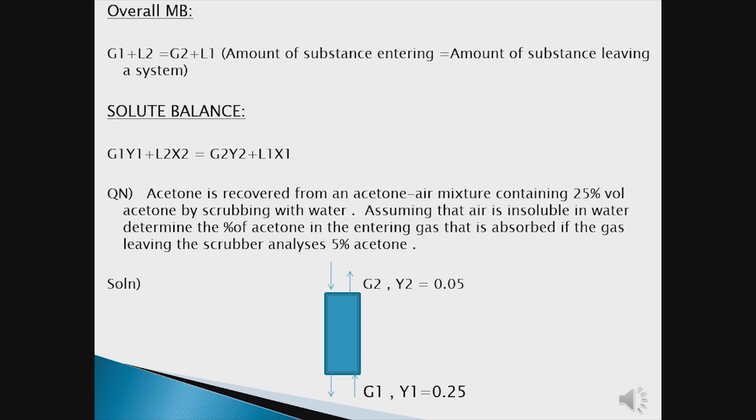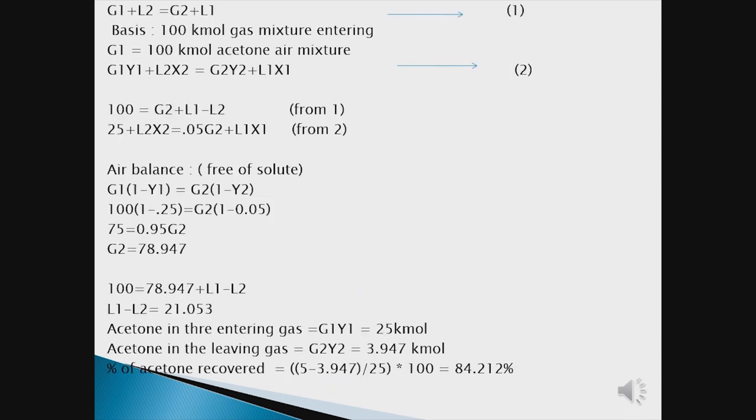The gas leaving the absorber contains 5% of acetone, that is 0.05. Y2 is equal to 0.05. And G1 plus L2 is equal to G2 plus L1. We know that it is the overall material balance for the absorption.